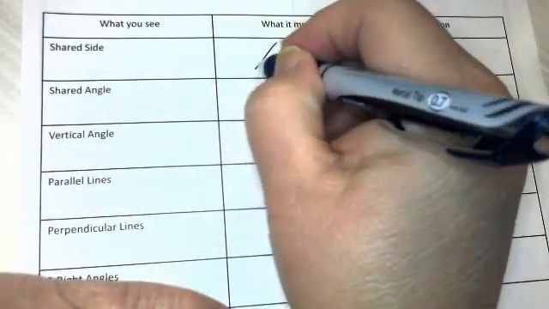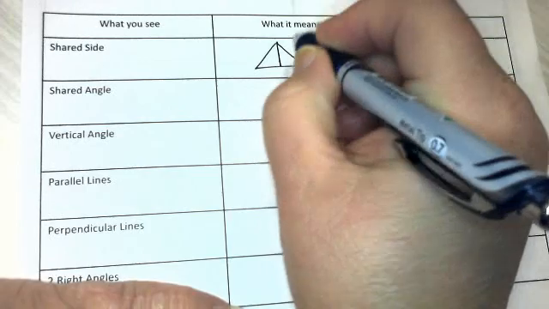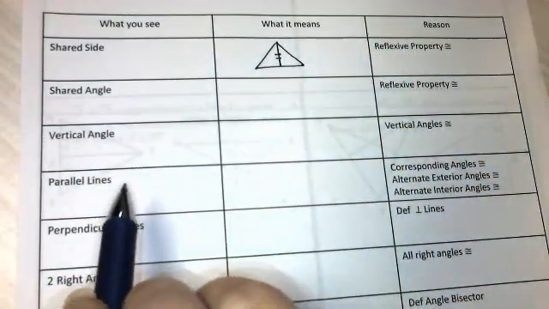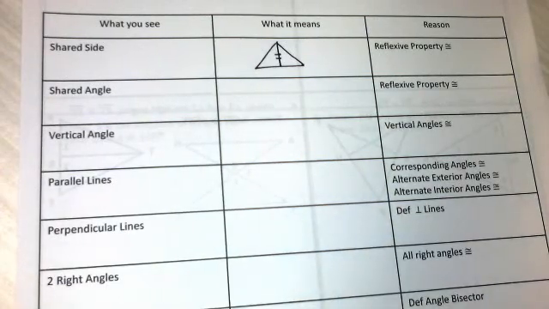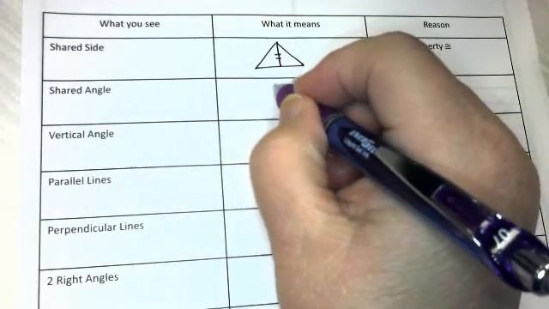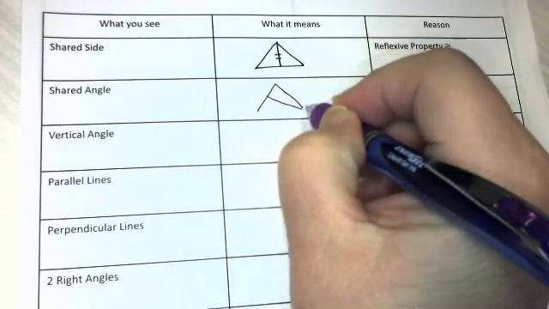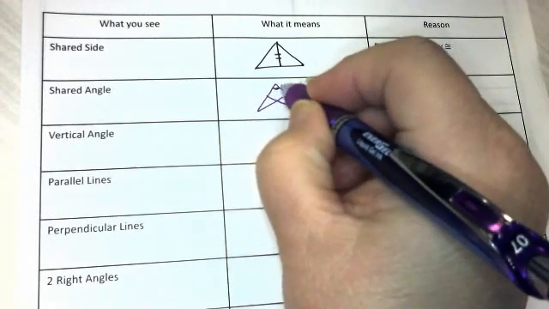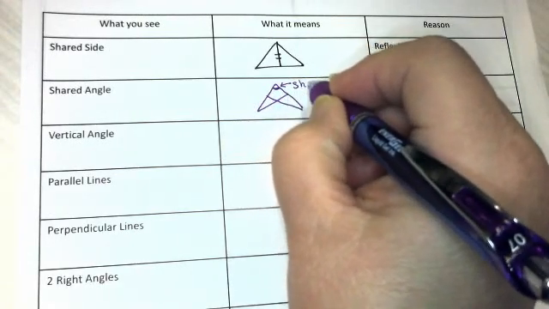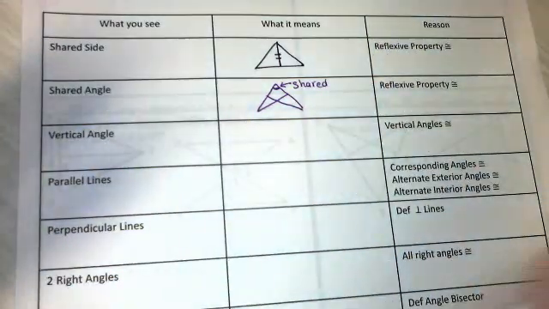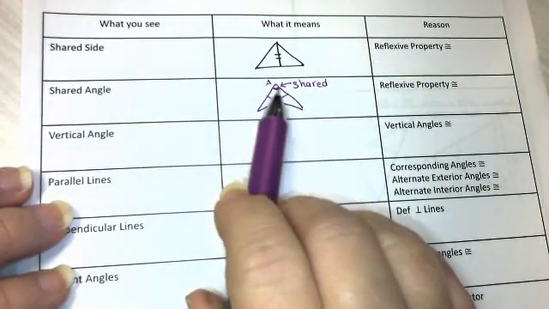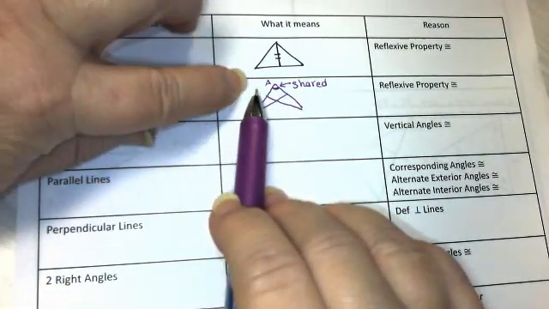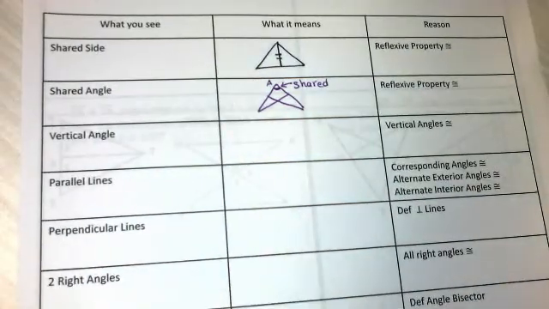When you have a shared side, we talked about that last lesson. This right here is congruent to itself by the reflexive property. If you had a shared angle, this one's kind of interesting. If I had a couple of overlapping triangles, this angle right here would be my shared angle, and it would be in both triangles. So we would say, for example, angle A is congruent to angle A, because angle A in the left triangle is congruent to angle A in the right triangle.